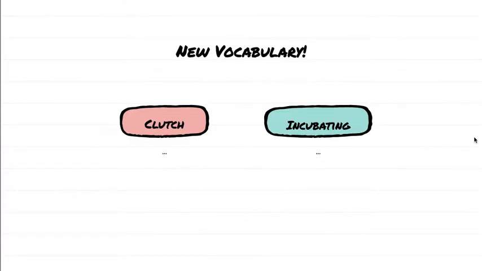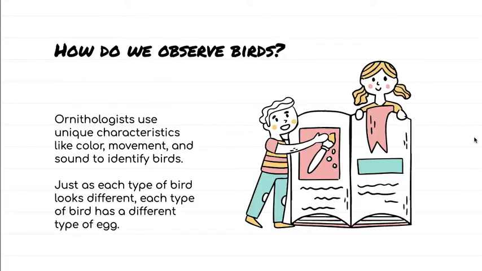Awesome. We are learning 2 new vocab words today. Just go ahead and be my echo here. The first vocab word is clutch. Clutch. Nice. And the second vocab word is incubating. Incubating. So we have a short word, then we have a long word. We're going to know both of these words by the end of this lesson.